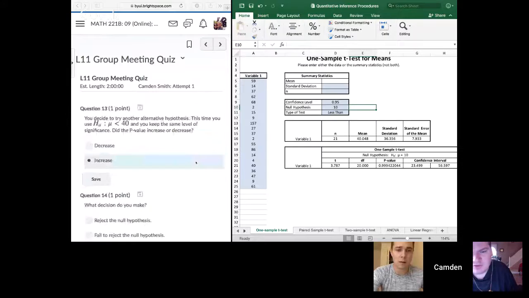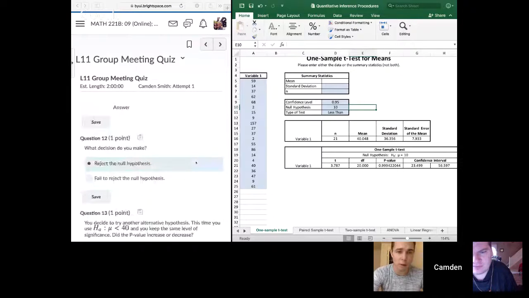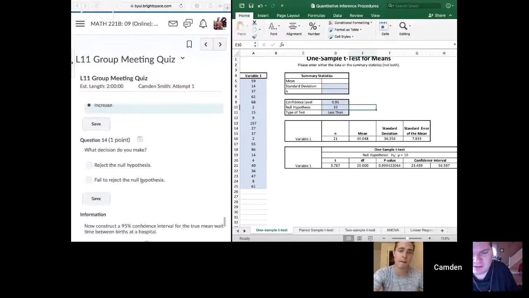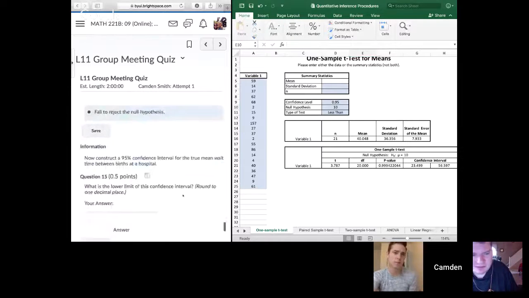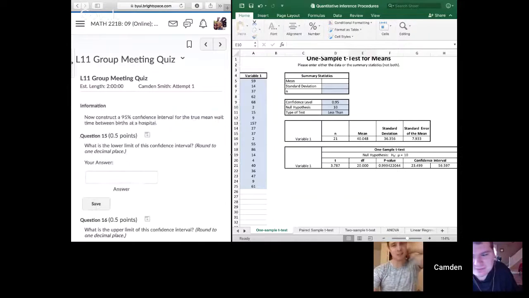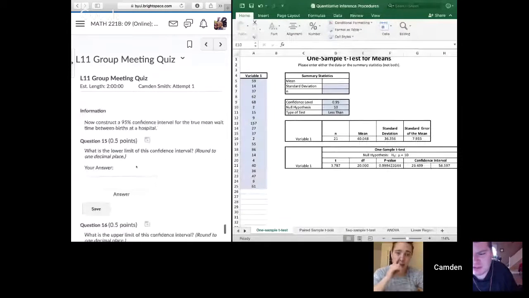So on 12, what was the question? Is it fail to reject on 12? No, we reject it on 12 because it's 0.001, which is less than 0.01. I seem to be off a question. You're good. So the p-value increased on 13, and then we failed to reject on 14, correct? Yeah. Does that make sense to everyone? Yeah, it does. The point of this is not just to get the questions done; it has to make sense. I may have to go back and rewatch the Zoom video.